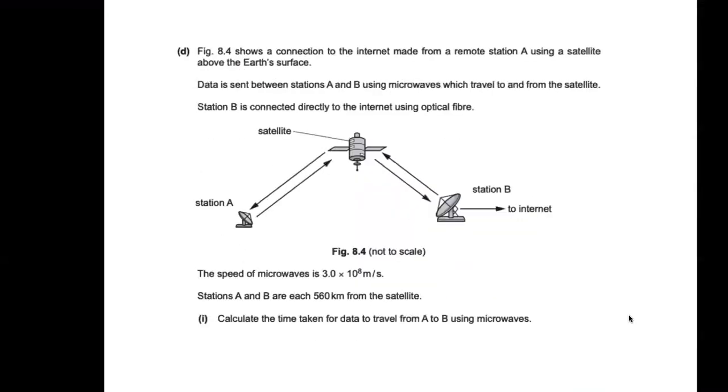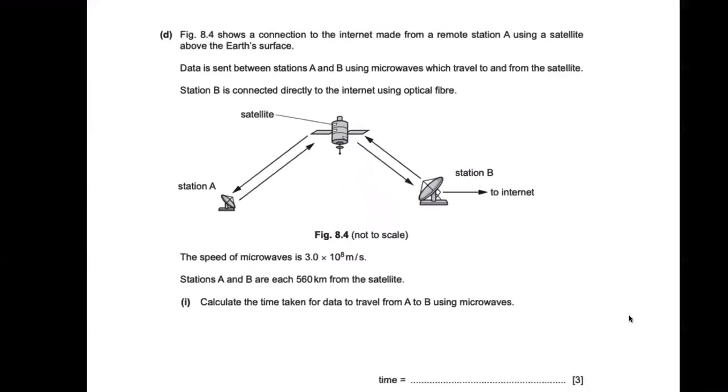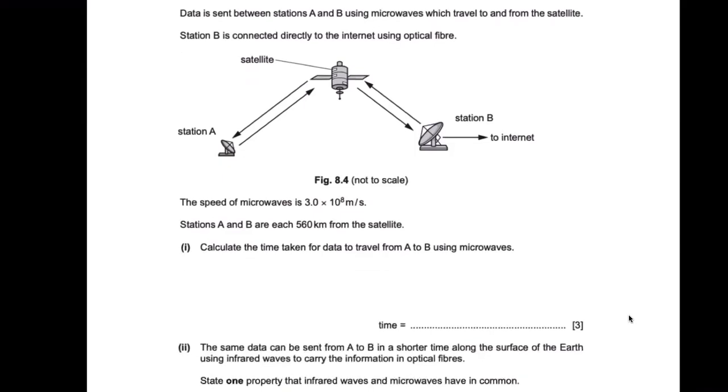8.4 shows a connection to the internet made from a remote station A using a satellite above the Earth's surface. Data is sent between stations A and B using microwaves which travel to and from the satellite. B is connected directly to the internet using optical fiber. Speed of microwaves is this much. Stations A and B are each 560 kilometers from the satellite. Calculate time taken for data to travel from A to B using microwaves.